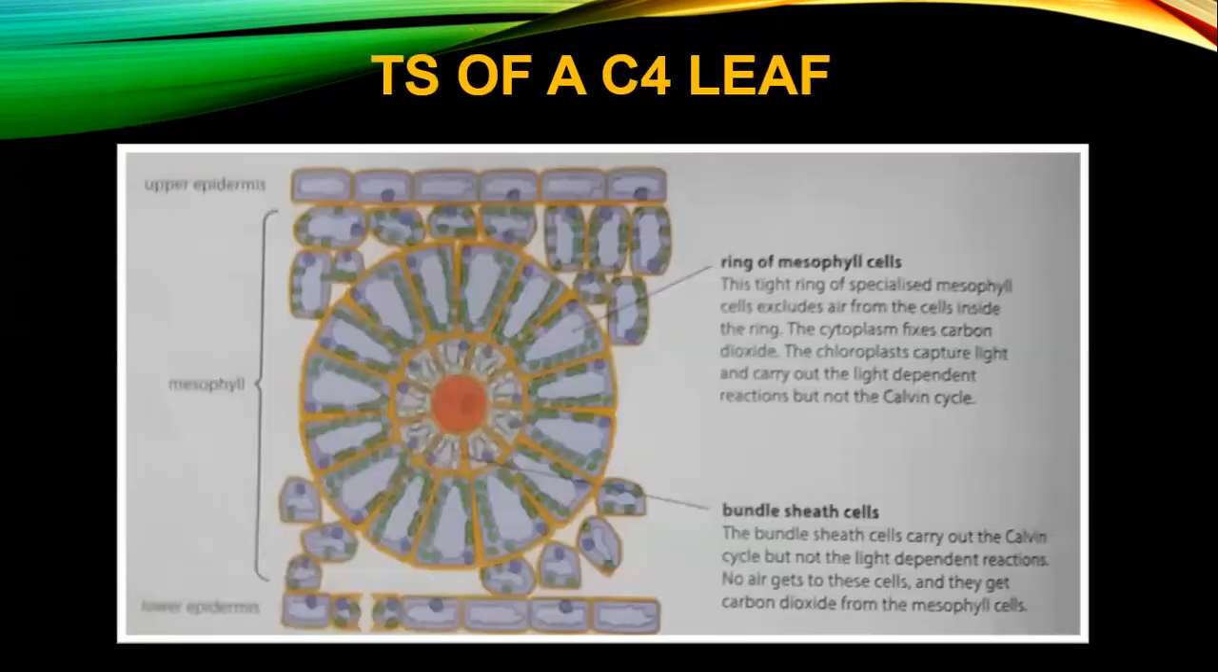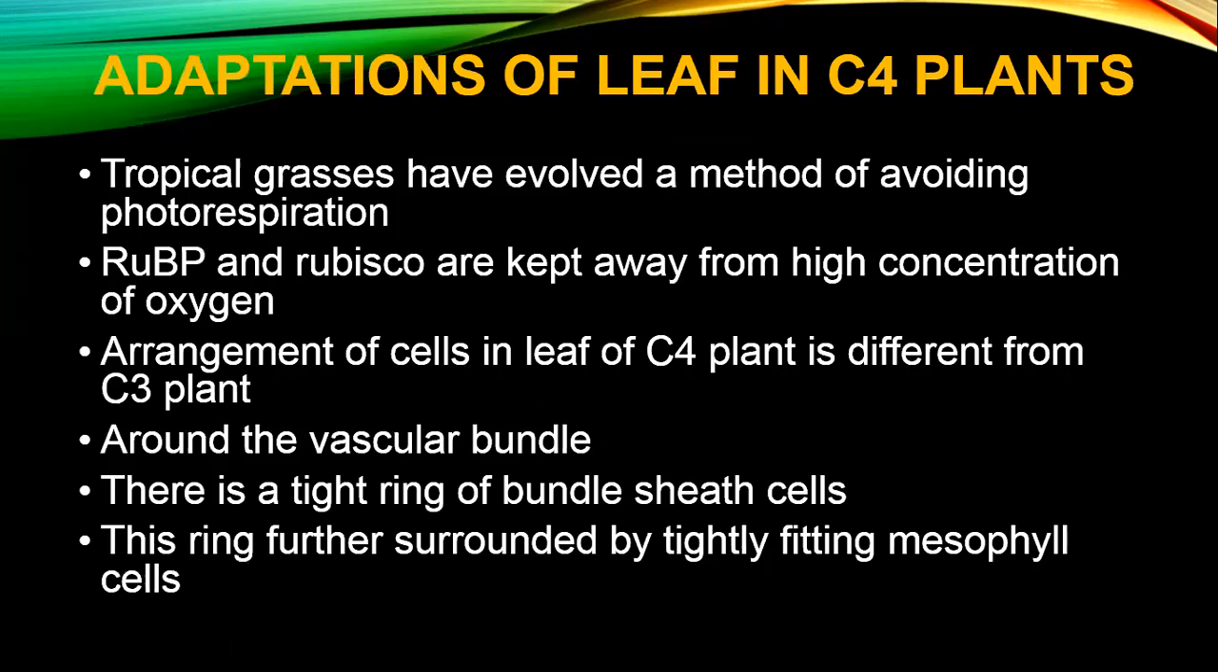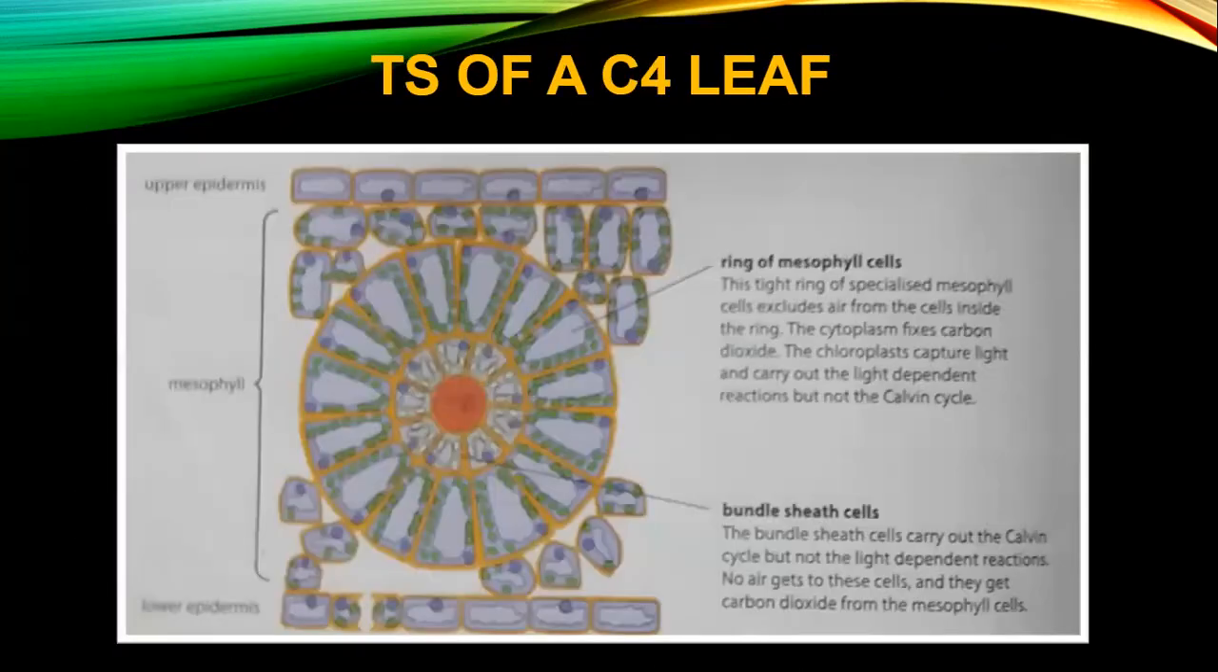Now you see, this is the transverse section of a C4 leaf. C3 is obviously the ordinary plants which we usually discuss. So if you remember the transverse section of a mesophytic leaf, which you have studied in AS, obviously we will see the differences over here.